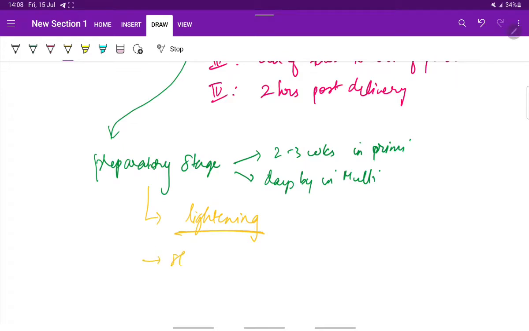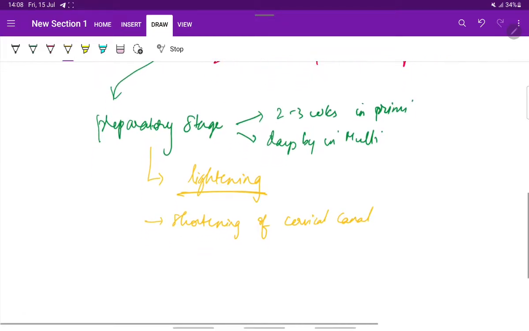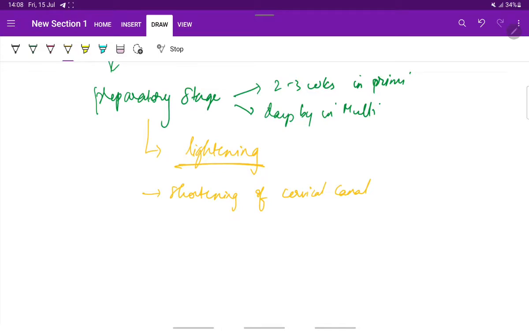Then there is shortening of the cervical canal. And false or spurious labor pains occur during the preparatory stage.